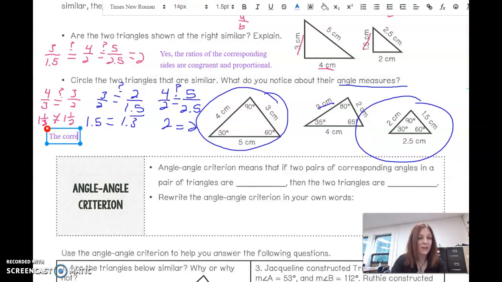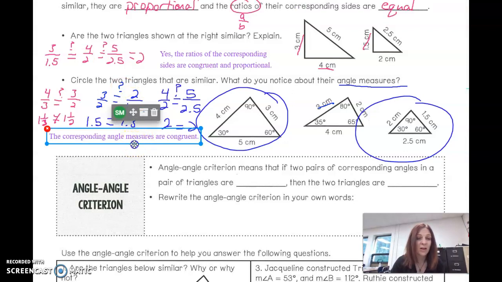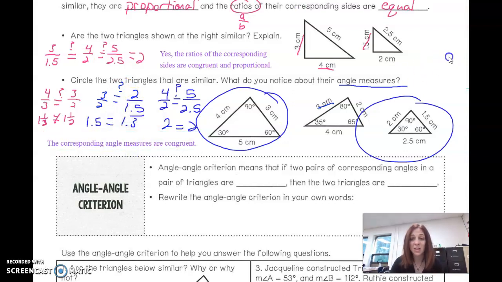The corresponding means matching up, right? Angle measures are congruent. Okay, the corresponding angle measures are congruent. Now, if you think about this, this should make sense. What do the three angles in a triangle add up to? 180 degrees. Doesn't matter what size the triangle is, the angles can't change. So that leads us into our next part here.